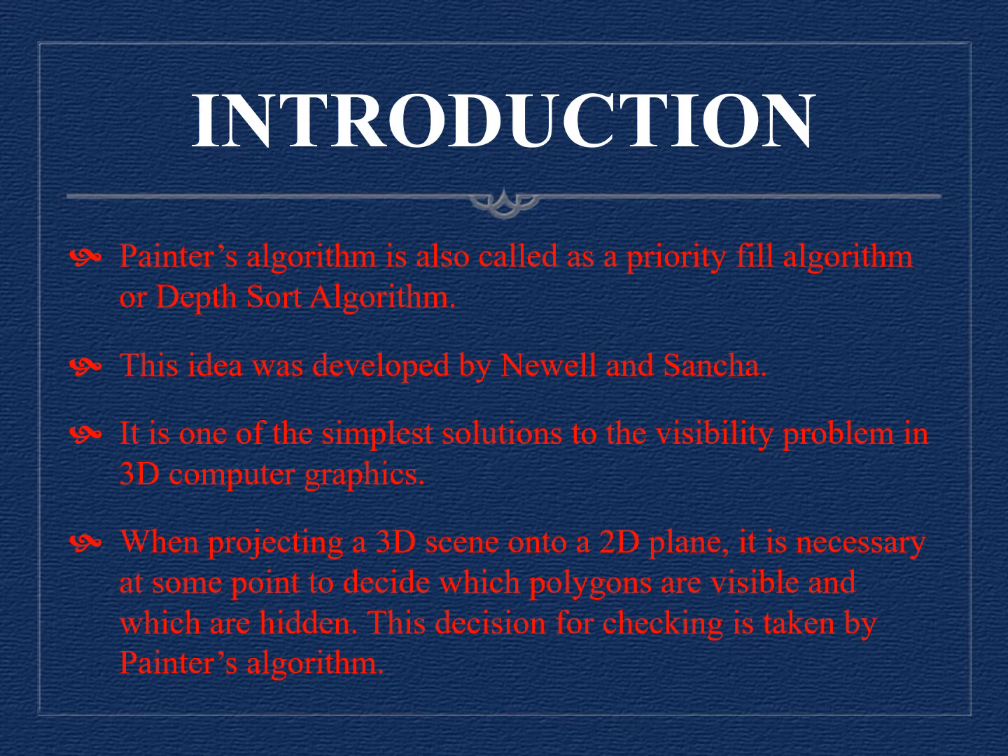When projecting a 3D scene onto a 2D plane, it is necessary at some point to decide which polygons are visible and which are hidden. This decision is taken by Painter's algorithm.